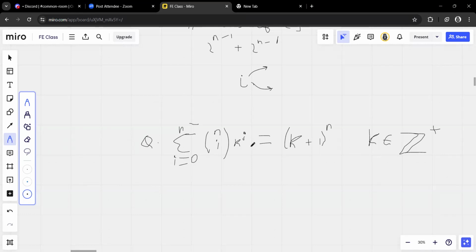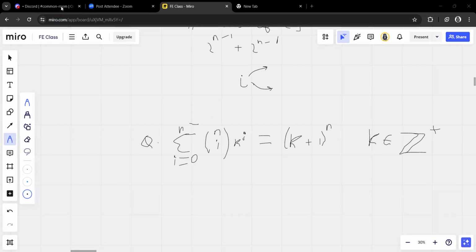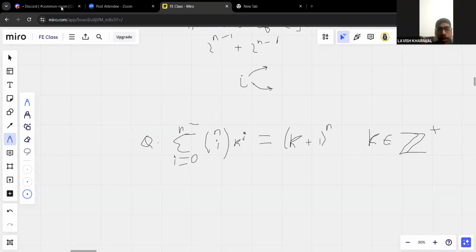Is k any positive integer? Oh yes. Okay, I'll give you guys 2 minutes to try to prove it. Yeah, it is also the same case.